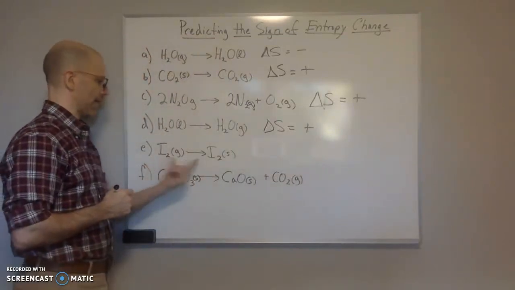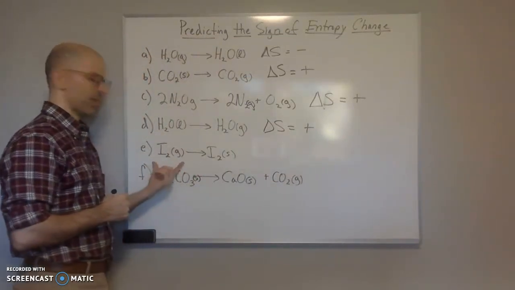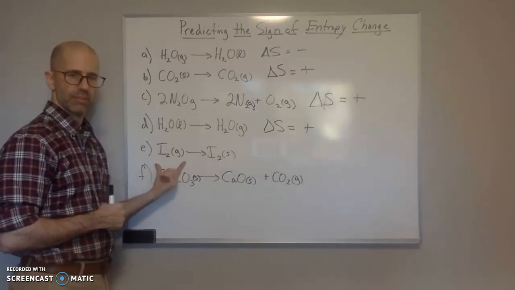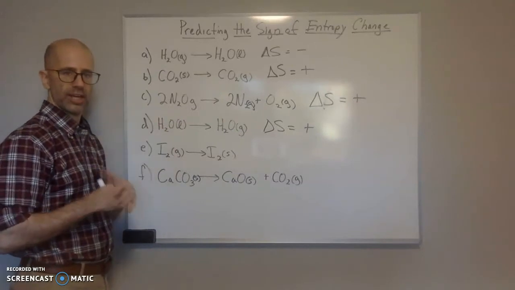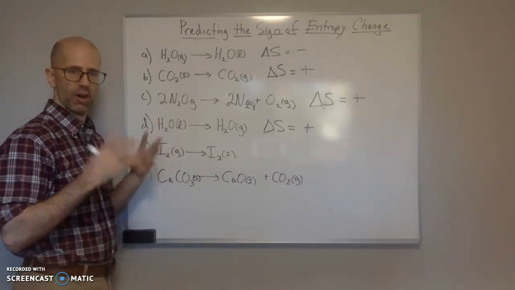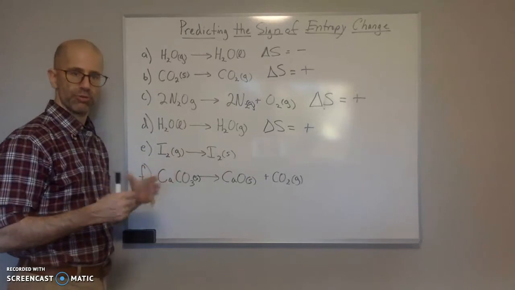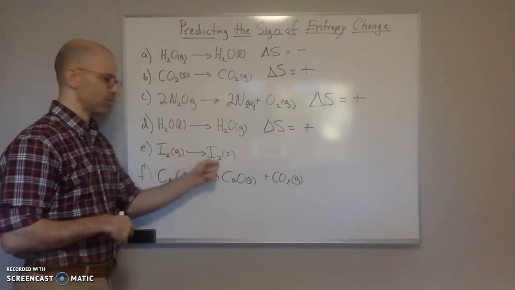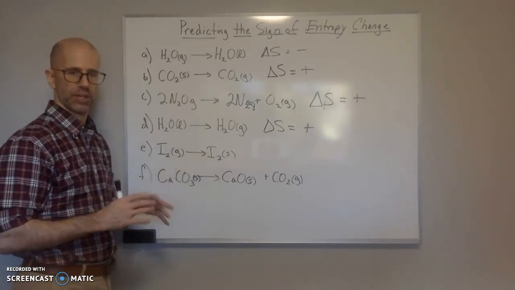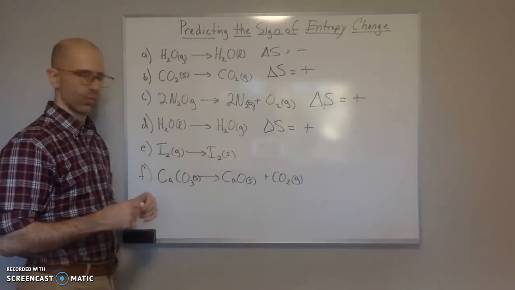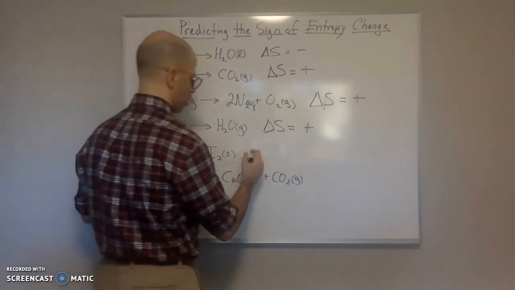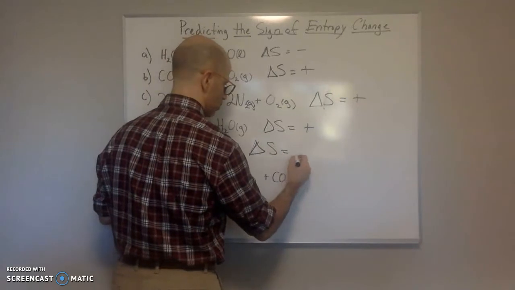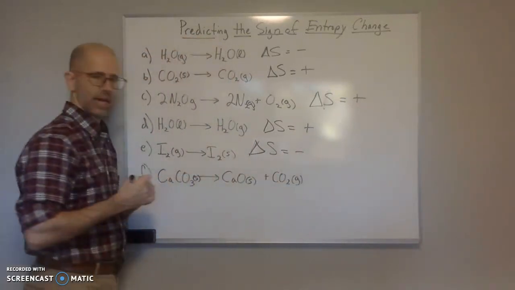Here you're going from a gas to a solid. You're going from a highly disordered state, where the atoms and molecules can move around in all different places and have all this freedom to move, more degrees of freedom, more disorder, to a solid which has fewer degrees of freedom, less disorder, more order. So the delta S is going to be negative. So it's going to decrease.